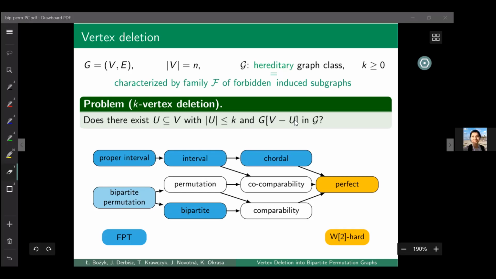There's a question in the chat. Yeah, I can see. Is permutation graph open? Yeah, it's open. So the white classes here in my picture are still open, at least to our knowledge. And this bipartite permutation case is meant to be a step towards understanding these more general classes, for instance, permutation graphs.